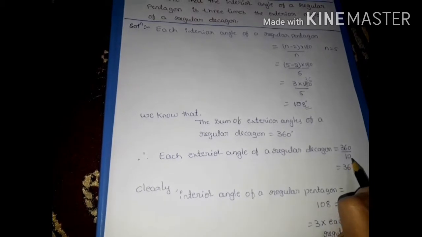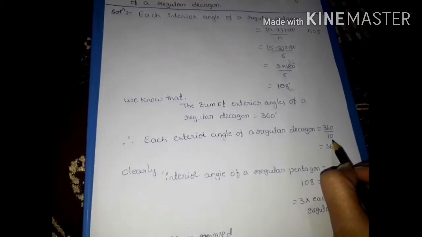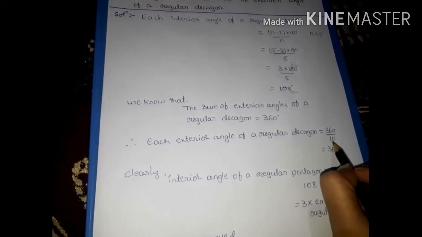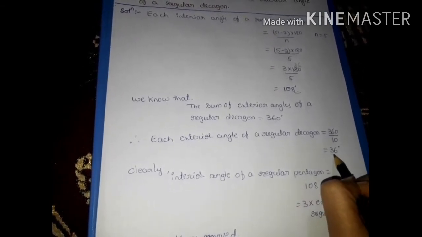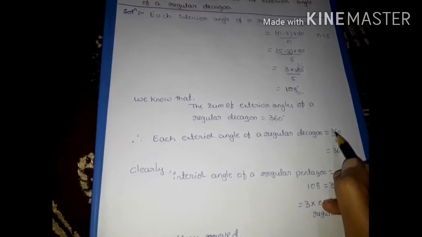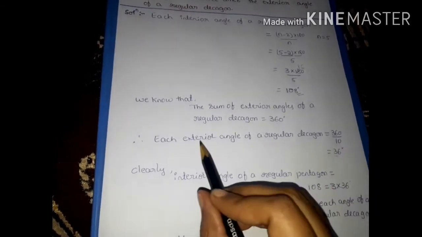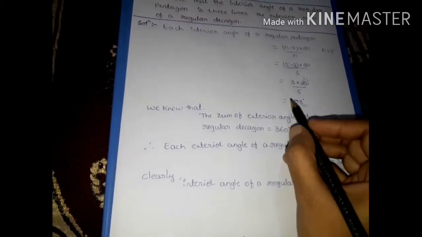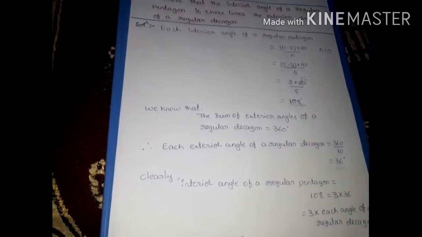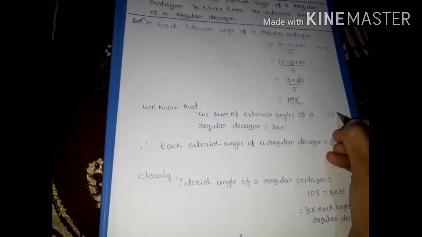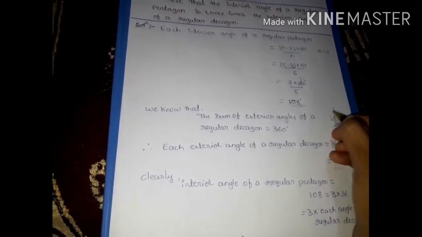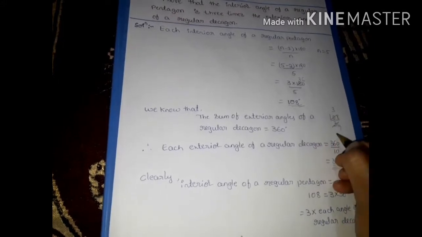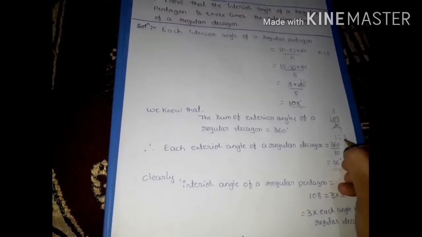Each exterior angle of a regular decagon is equal to 360 degrees divided by 10, where 10 is the value of n, deca meaning 10. How much did we get here? 36, the zeros get cancelled. 36 degrees is each exterior angle of a regular decagon. Now we have to compare 36 with 108. 108 divided by 36: 36 1s are 36, 3s are 108. Then it is a 1 is to 3 ratio.